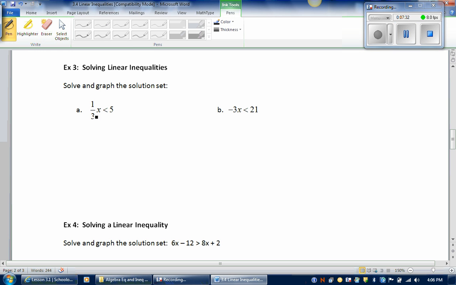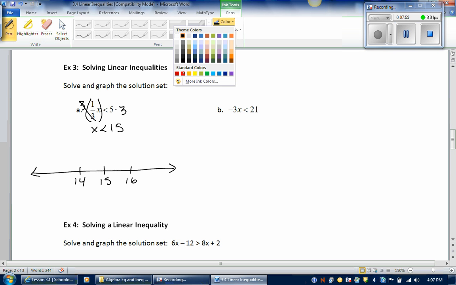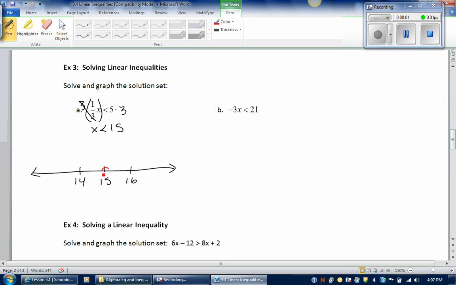So in here, we've got 1/3 x is less than 5, so we want to get rid of the 1/3. The way we get rid of the 1/3 is you divide by 1/3. Dividing by 1/3 is the same thing as multiplying both sides by 3. So those cancel, and I get x is less than 15. So again, I build my number line, put some values on there. It's less than, so it's going to be open and to the left.